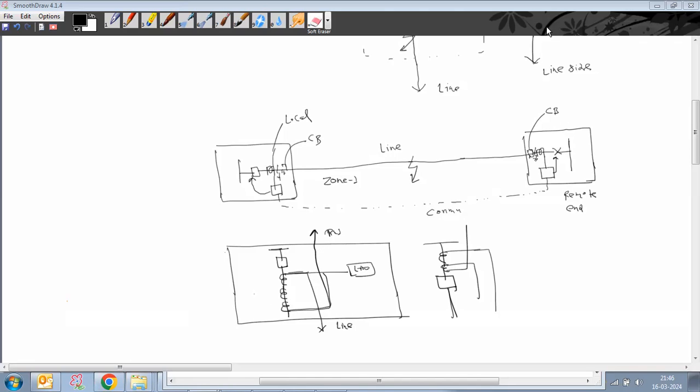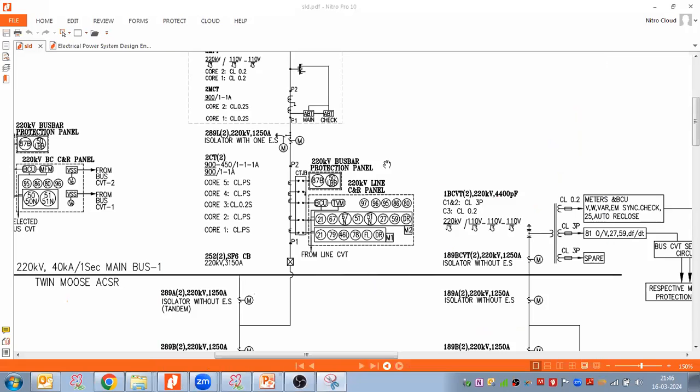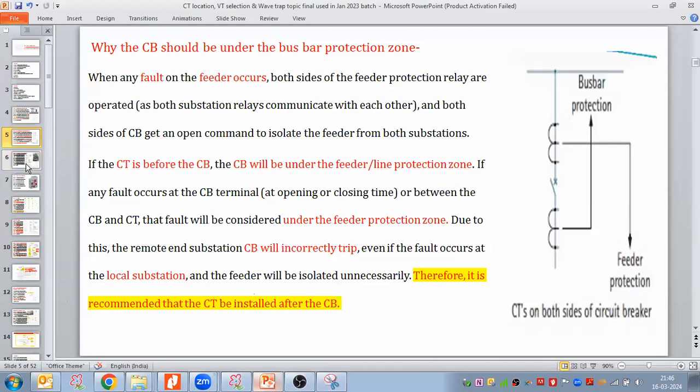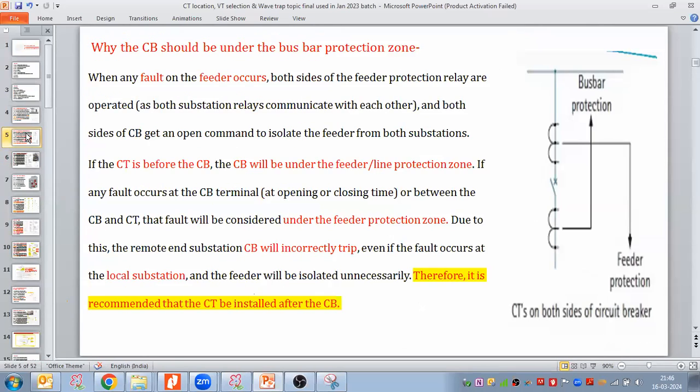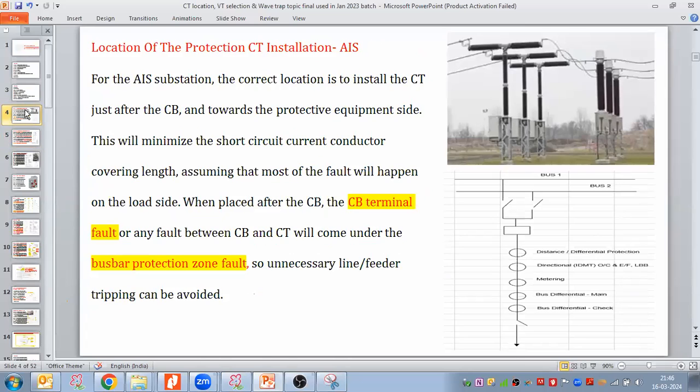Okay, this is our agenda. So when I come to that, then you will tell. Okay? Got it, sir. Yeah, no worries. Let us stick first to the AIS.